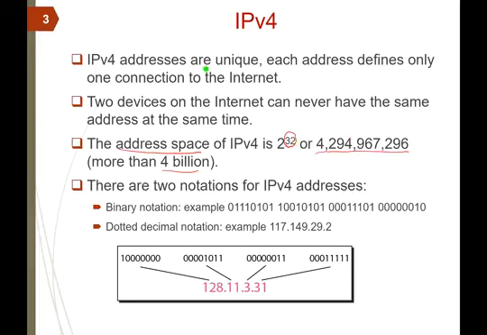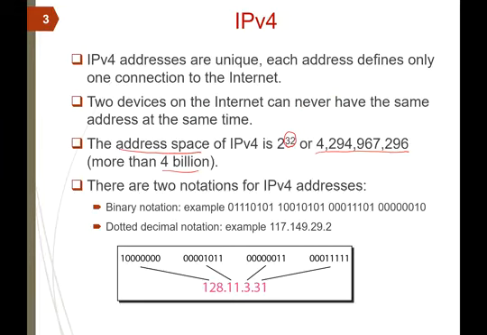IP addresses are unique. Each address defines only one connection to the Internet. So no two devices connected to the Internet should have the same IP address at the same time. You may use the same IP address on another device, but not both connected at the same time. Two devices on the Internet can never have the same IP address at the same time.